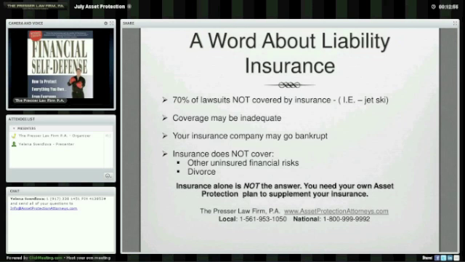Also, insurance doesn't cover other uninsured financial risks, like divorce. And it's actually funny, I was Googling that. There is actually a company now that offers divorce insurance, so who knows what will be next. Again, what I say to my clients is insurance alone is not the answer. You need your own asset protection plan to supplement your insurance. I call it the belt and suspenders approach. You want as many layers, as many firewalls as possible, protecting yourself from any potential creditors.